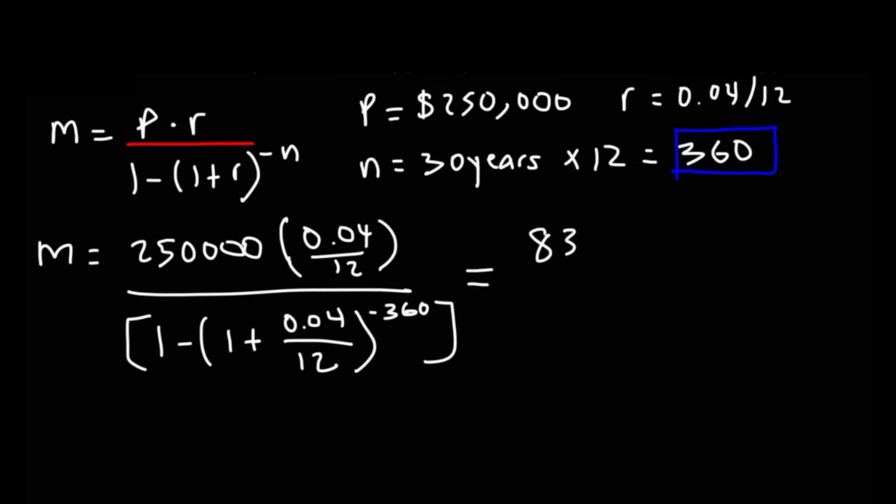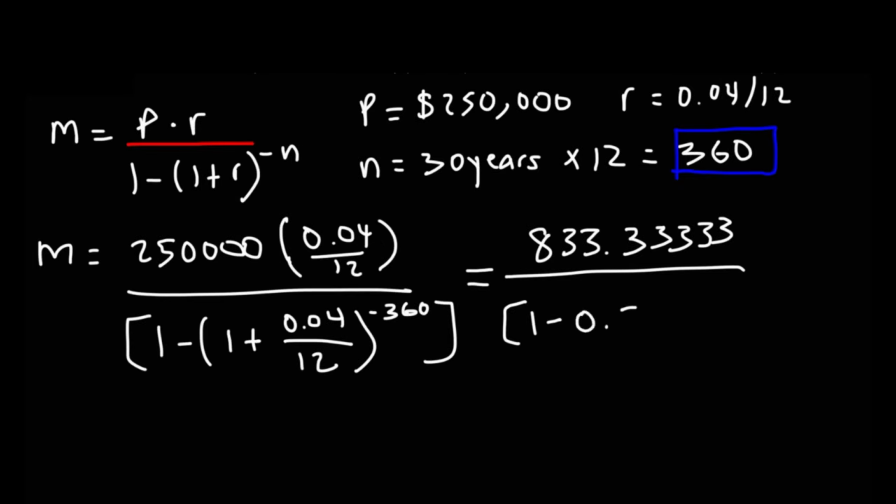So on top we have 833.3 repeated. So I'm going to write a few 3's after that. And then it's going to be 1 minus, that 1 plus 0.04 divided by 12, that's 1.003 repeated. We're going to raise that to the negative 360 power. So it's going to be 1 minus 0.301795865.